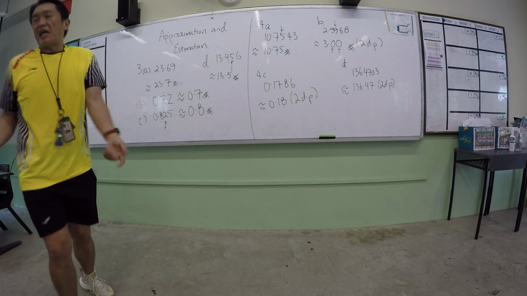So should I get 40? 10 hundred is 1,000 what? So should I get 40?